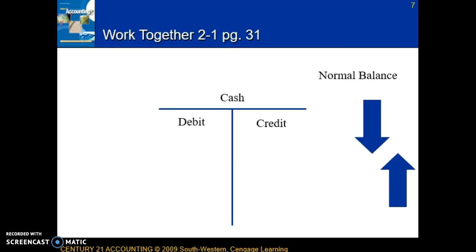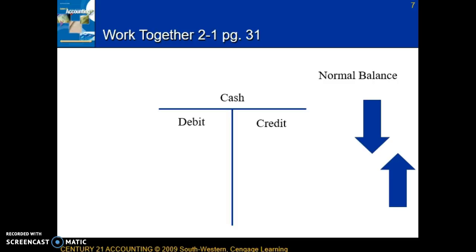Our Work Together 2-1 is on page 31. It says write the answers to the following problems in your working papers. They give you a list of 7 different accounts. For each of the accounts, we need to prepare a T account, label the debit and credit sides, and then label each side of the T account using the following labels: normal balance, increase, or decrease.